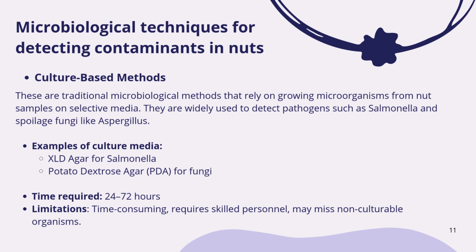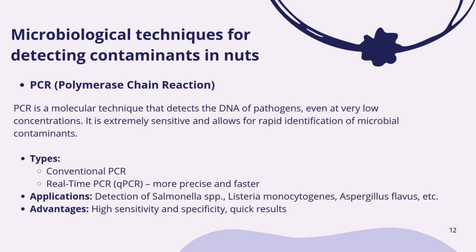May miss non-culturable organisms. The second method is polymerase chain reaction. PCR is a molecular technique that detects the DNA of pathogens even at very low concentration. It is extremely sensitive and allows for rapid identification of microbial contaminants. Types: the first type is conventional PCR, the second type is real-time PCR, more precise and faster. Application: detection of Salmonella, Listeria monocytogenes, Aspergillus flavus. Advantages: high sensitivity and specificity and quick results.